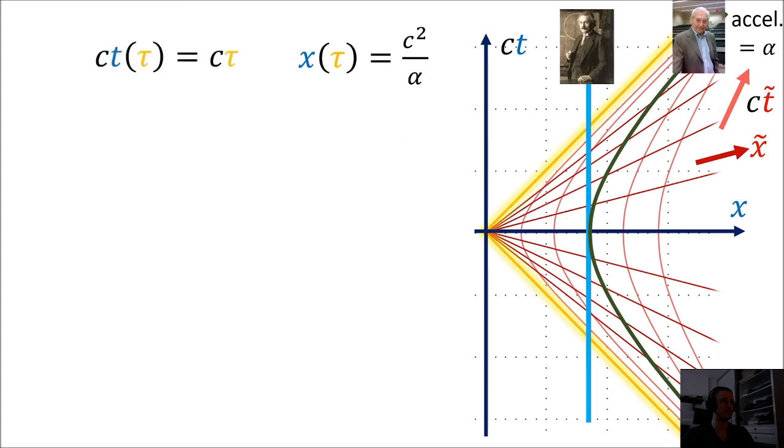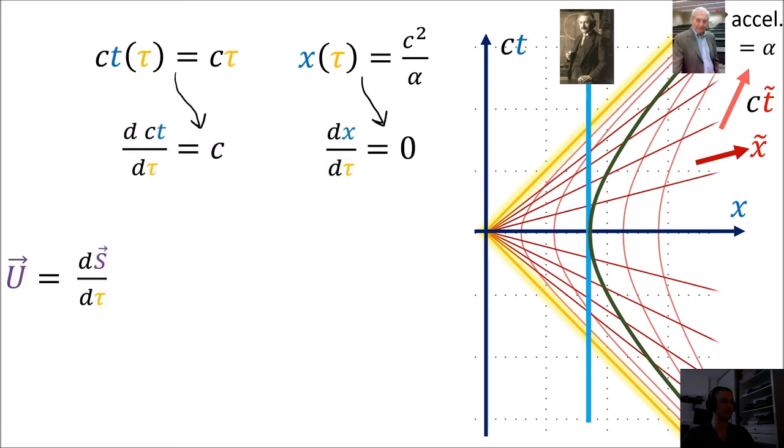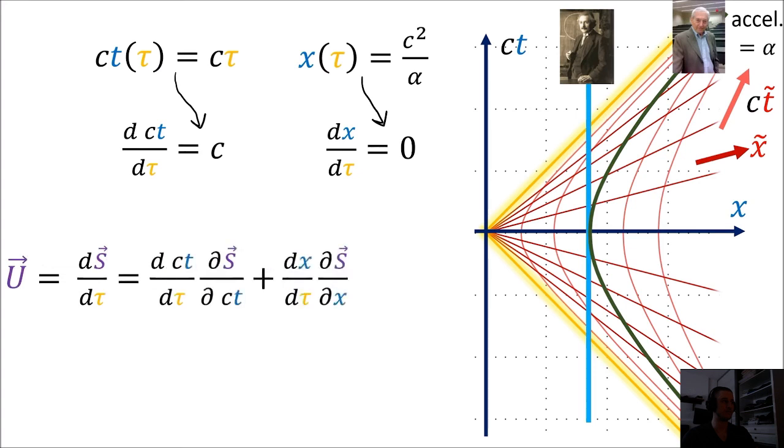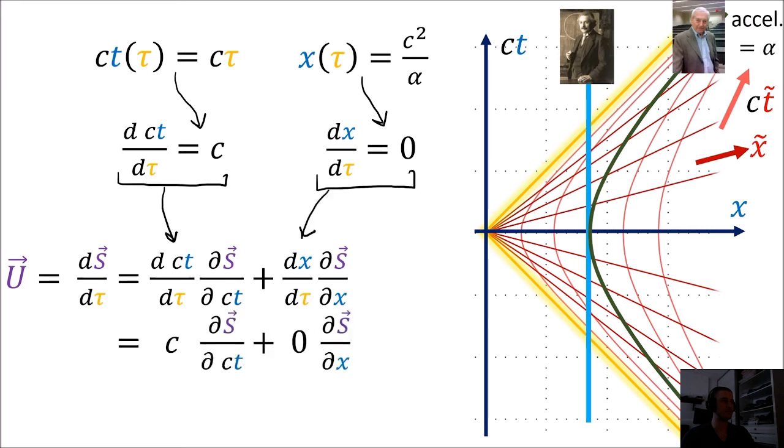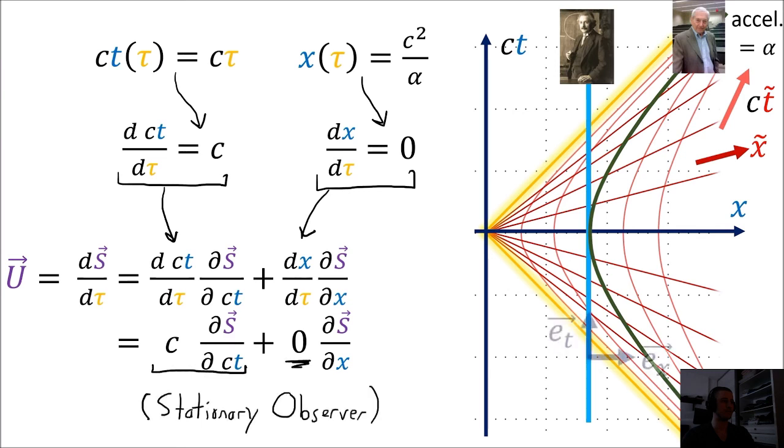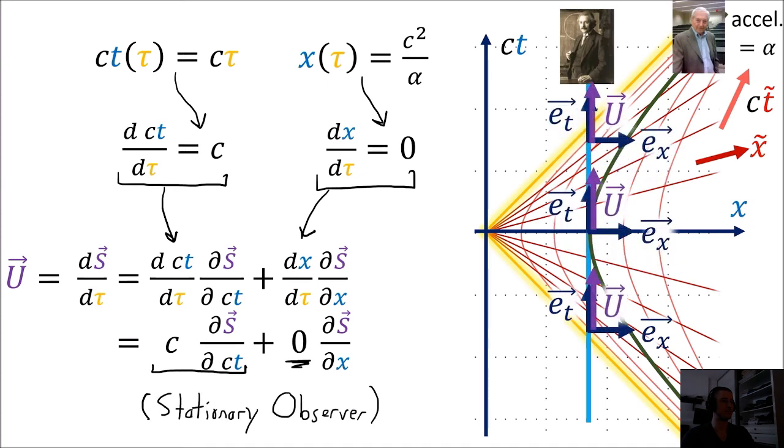The ct coordinate in this case is simply the proper time according to Einstein, c times tau. Obviously, the x-coordinate is constant, so dx by d tau is 0, and dct by d tau is c. When we expand the 4-velocity ds by d tau using multivariable chain rule in Einstein's basis, we can plug in the components dct by d tau and dx by d tau, and we see that the 4-velocity is just c times the time basis vector, with 0 space components. This is the expected result for a stationary observer that has 0 velocity in space.